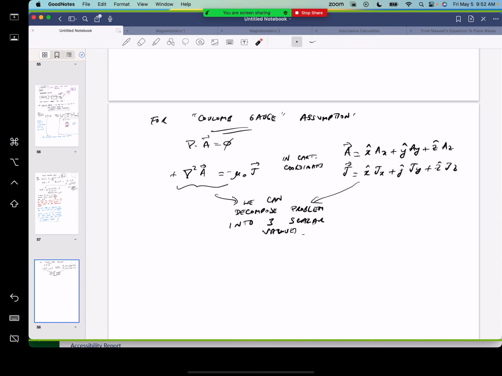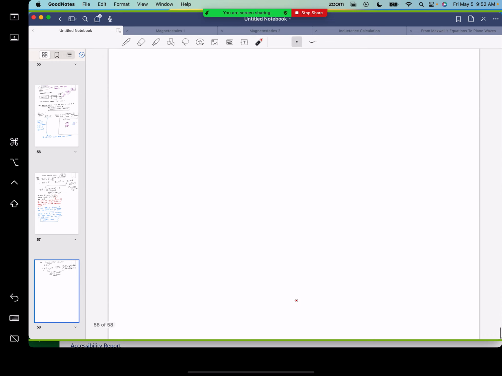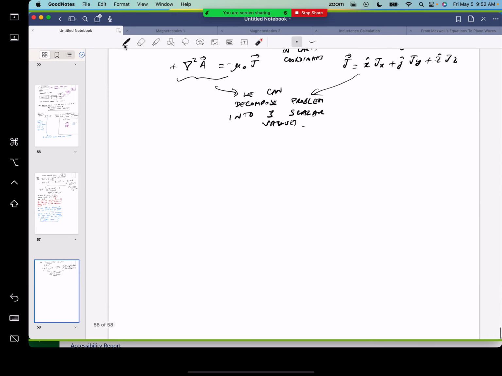So let me do that with x. So if we just look at the x component, with the definition of del squared A, we end up with A sub x as a function of R, R being the observation point.